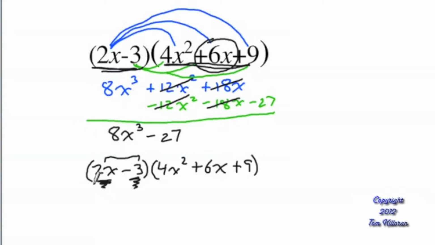So it becomes a cube root of the original, getting rid of all the perfect cubes, and then take the first term and square it, take the two terms and multiply them together, change the sign, and then take the last term and square it.